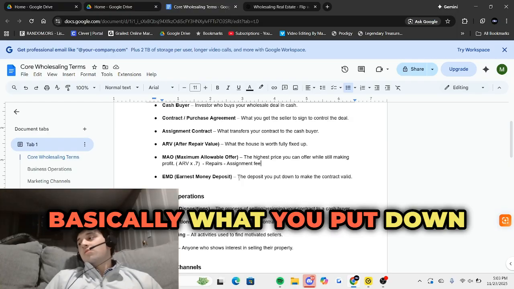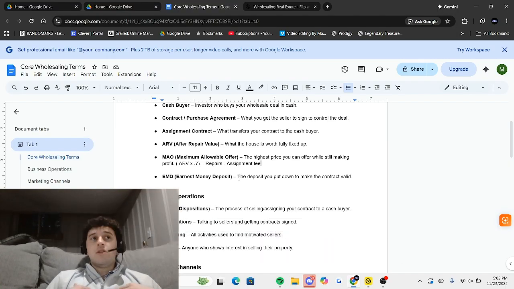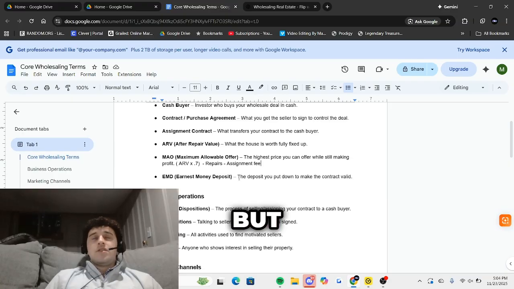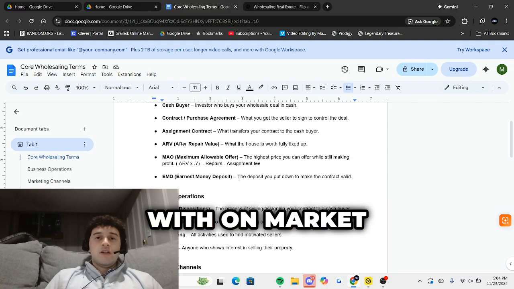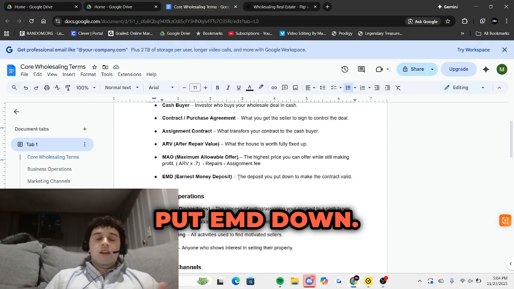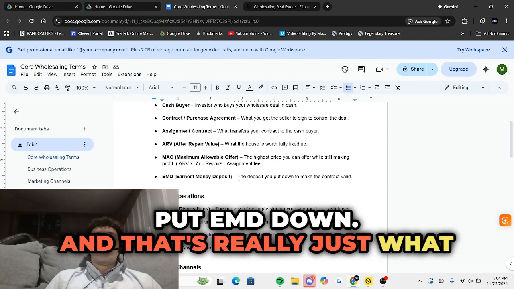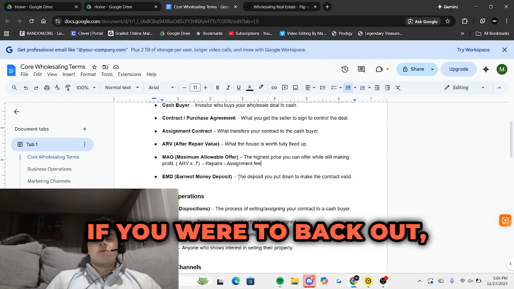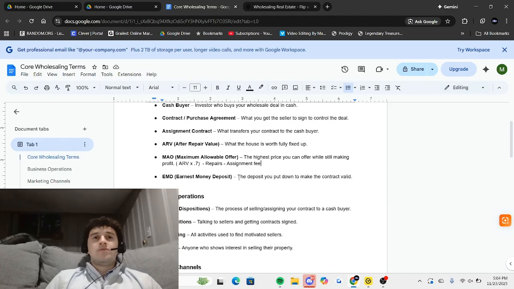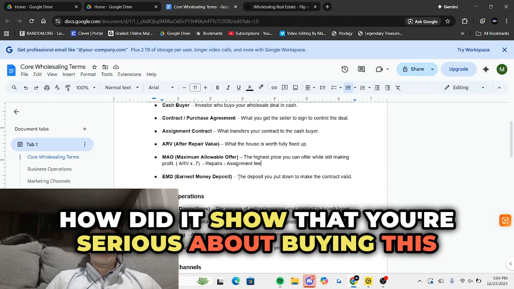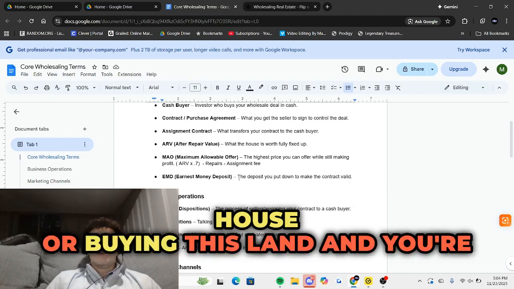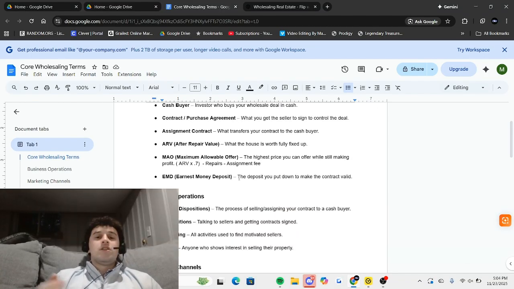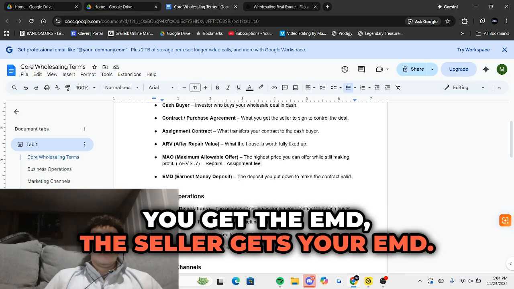EMD, basically what you put down in a contract. For me, I don't ever put EMD down because all mine are off market. But when you're doing something on market, agents always want you to put EMD down, and that's really just what you put down to avoid wasting the seller's time if you were to back out. It shows that you're serious about buying this house or this land, and you're not wasting anyone's time. And if you do waste their time, the seller gets your EMD.